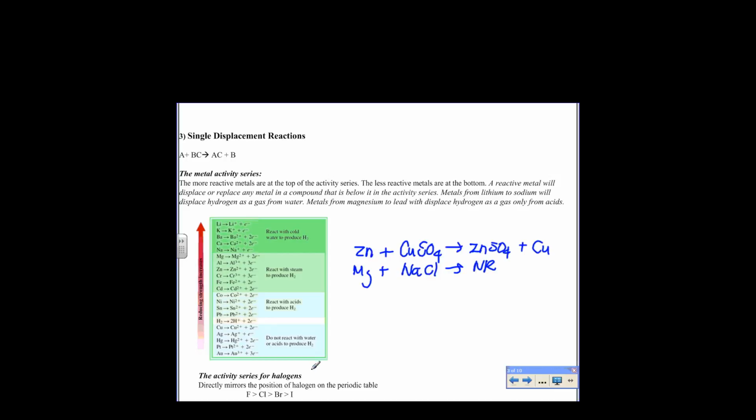The activity series for halogens. Halogens, much like metals, can displace one another. Fluorine is most likely to displace, versus iodine, and these just fall in order the way that they're on the periodic table. So for example, if I've got fluorine reacting with sodium chloride, because fluorine is higher up on the activity series, it's going to be able to displace the chlorine here. So I will get sodium fluoride and chlorine gas. I recognize that that's unbalanced, but we'll worry about that later.